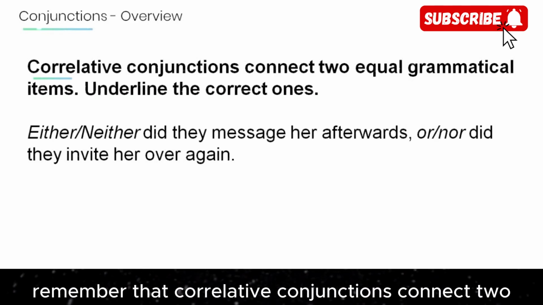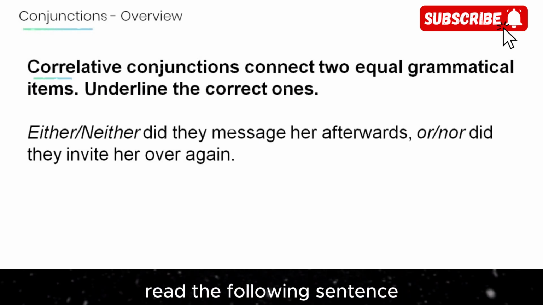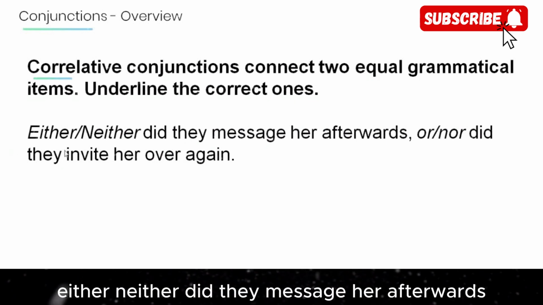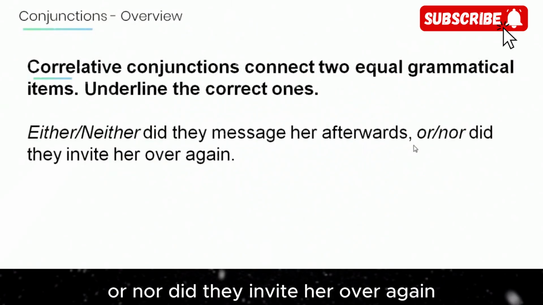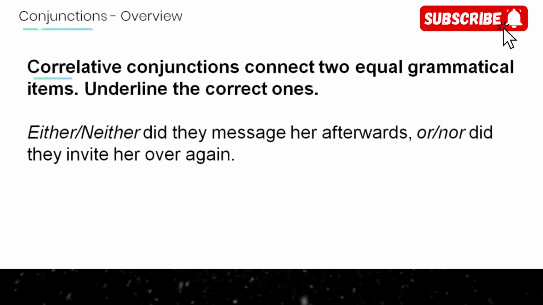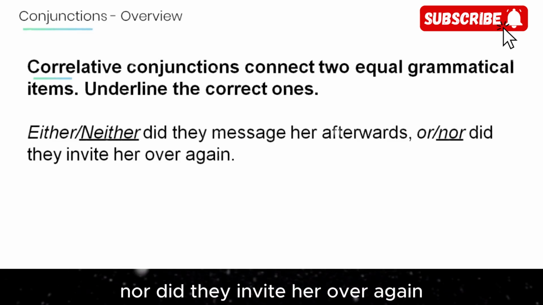Also remember that correlative conjunctions connect two equal grammatical items. Read the following sentence and underline the correct ones. Either, neither did they message her afterwards, or nor did they invite her over again. Neither did they message her afterwards, nor did they invite her over again.